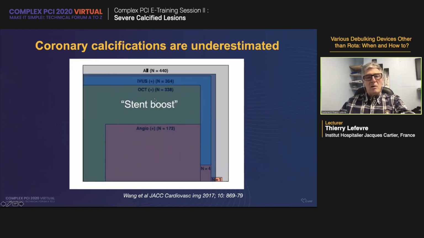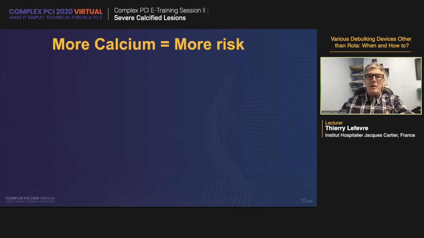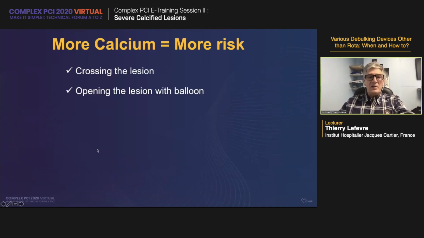Stent boost is, in my opinion, underused, and it's a very good tool to identify calcification when you can put a balloon at the lesion. So of course, when you have calcification, you have more risk in the procedure because crossing the lesion is not always easy. Opening the lesion with a balloon is not easy.